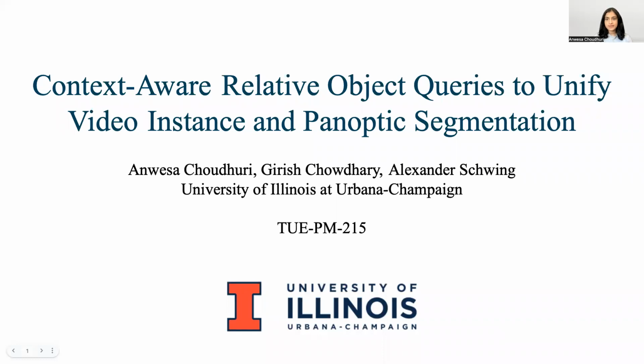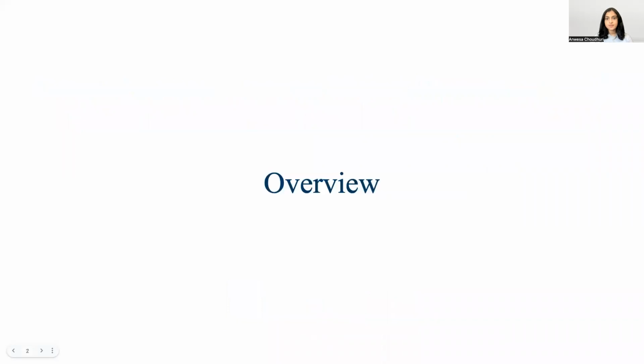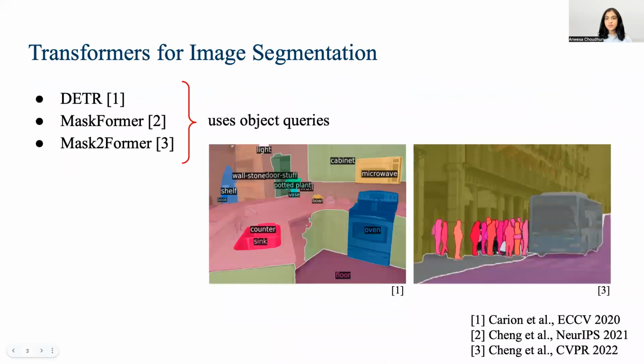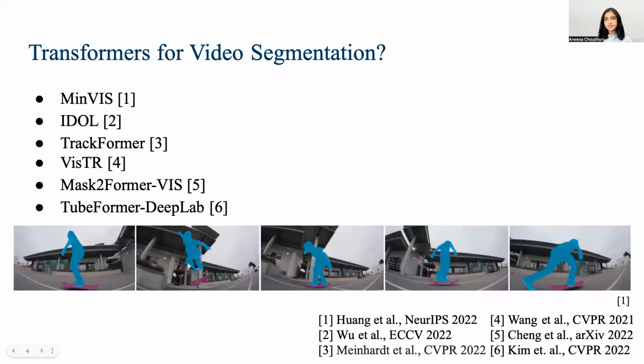Context-aware relative object queries to unify video instance and panoptic segmentation. Recent transformer-based architectures perform remarkably well for image-level segmentations using object queries. However, their use for temporal tasks like video segmentation poses two main questions.